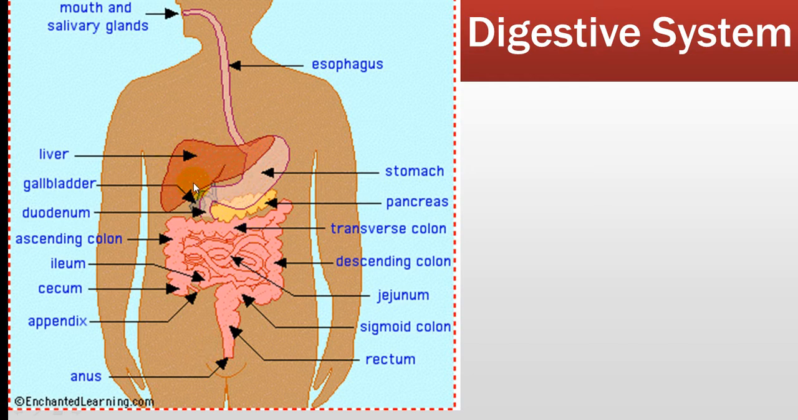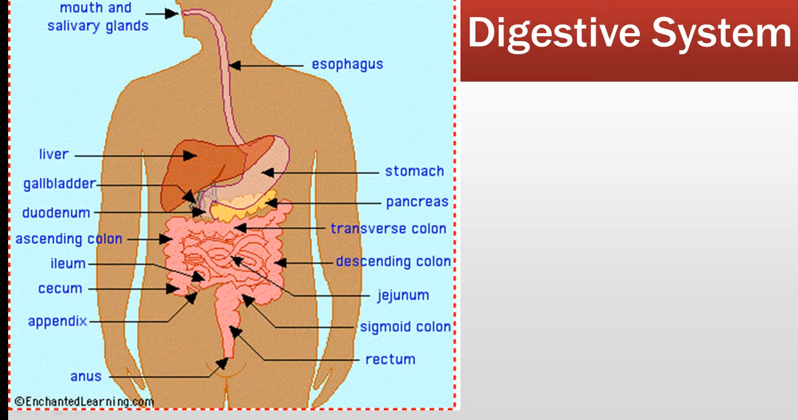But we also have these accessory organs, our liver, our pancreas, and our gallbladder. Those are all contributing to the digestion of food. So what is digestion of food? First thing we have to do is break it down, and the next thing we have to do is absorb the nutrients. So it's kind of a two-step process. Digestion, technically the word means breaking it down.